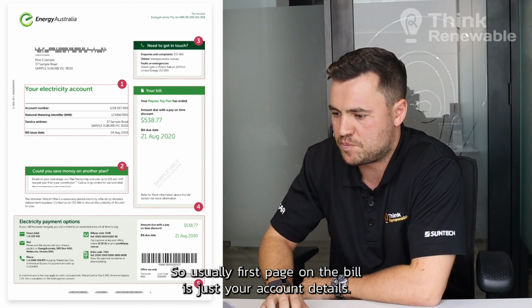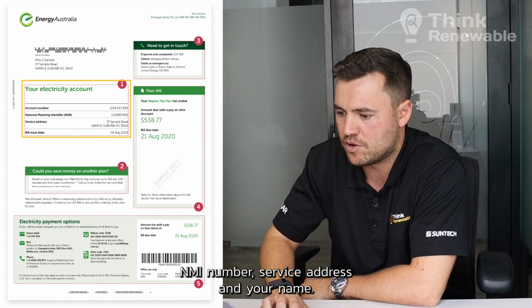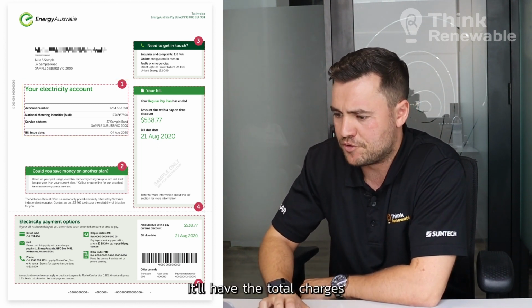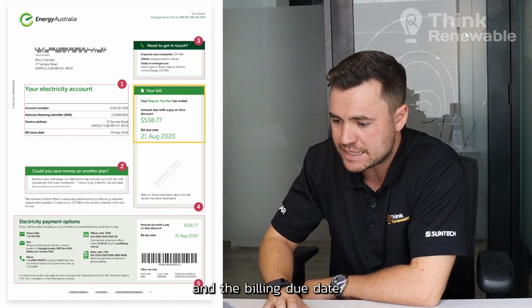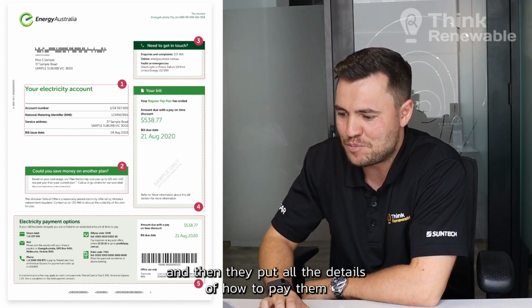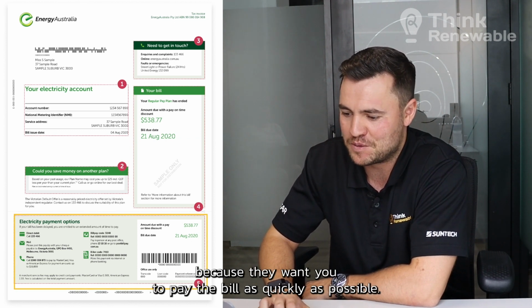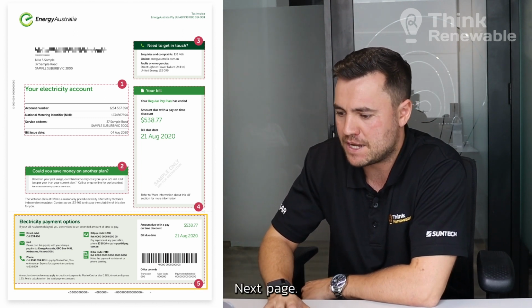Usually the first page on the bill is just your account details, NMI number, service address, and your name. It'll have the total charges and the billing due date. And then a bit cheeky, they put all the details of how to pay them because they want you to pay the bill as quickly as possible. So they'll give you all the payment options down the bottom there.